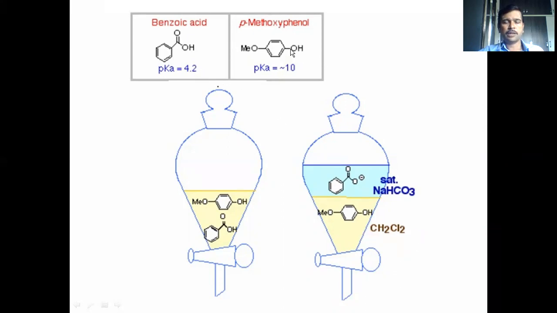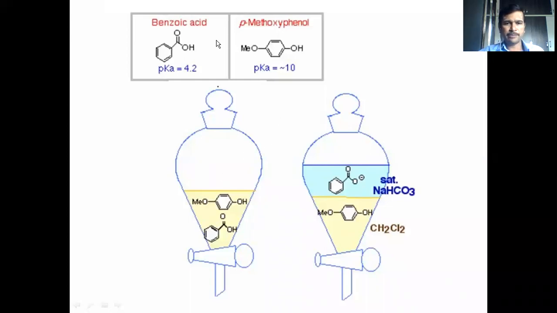Benzoic acid and paramethoxyphenol both are soluble in dichloromethane. When you take this solution in the separating funnel, you dissolve both the compounds in dichloromethane and you transfer the solution into the separating funnel. Next, you add aqueous saturated solution of sodium bicarbonate to the separating funnel.